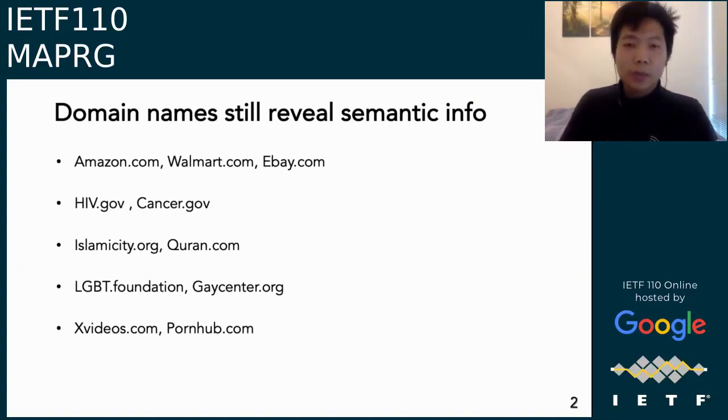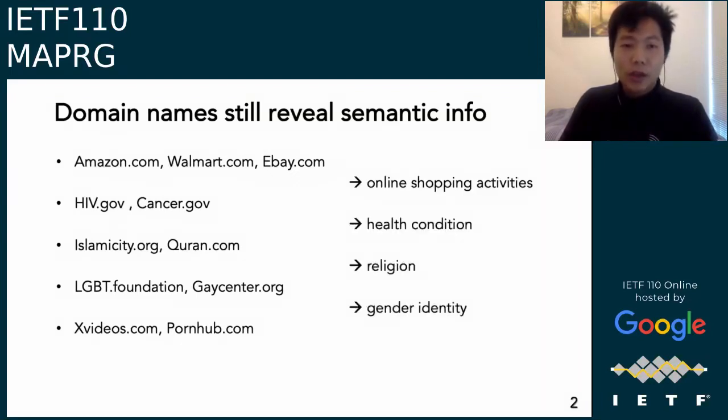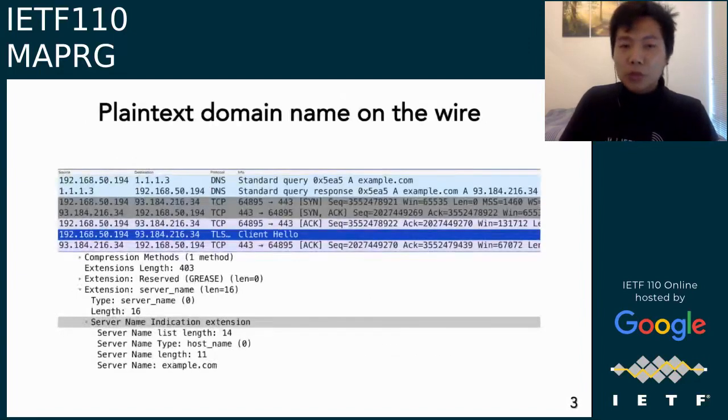For example, just based on the domain name, you can tell a user's online shopping activities, health conditions, religions, gender identities, or even sexual habits. So where is the domain name actually exposed on the wire? This slide shows two common places where domain name information can be monitored by an on-path attacker. These are packets captured when visiting example.com.